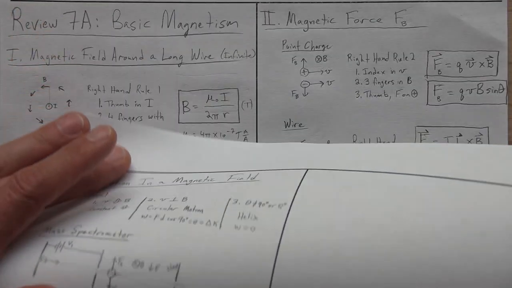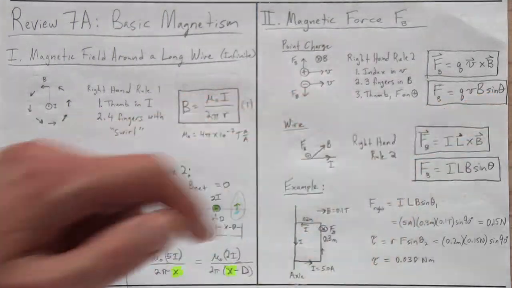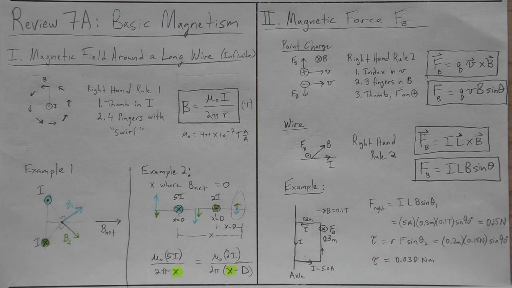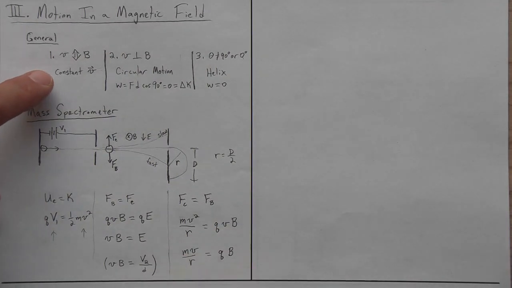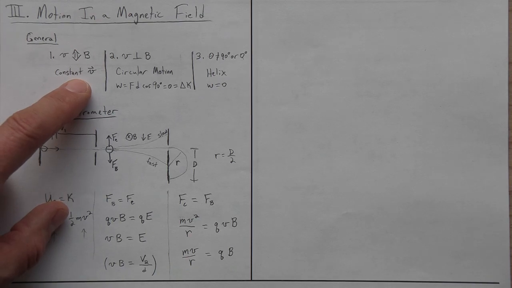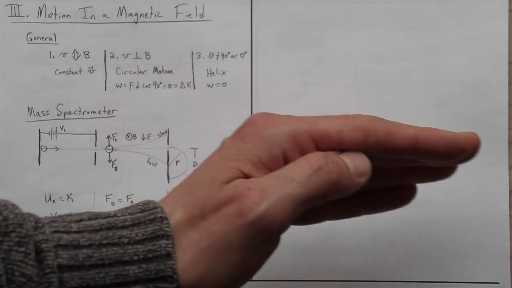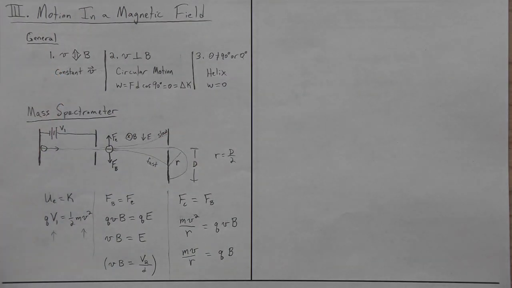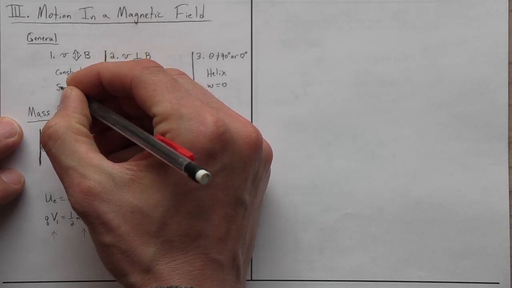First thing in general, if the velocity and the magnetic field are parallel or anti-parallel to each other, since theta is 0 or 180, we get zero magnetic force. With zero force, the particle will fly at a constant velocity, meaning constant speed and constant direction, straight line. Constant V means straight line motion.